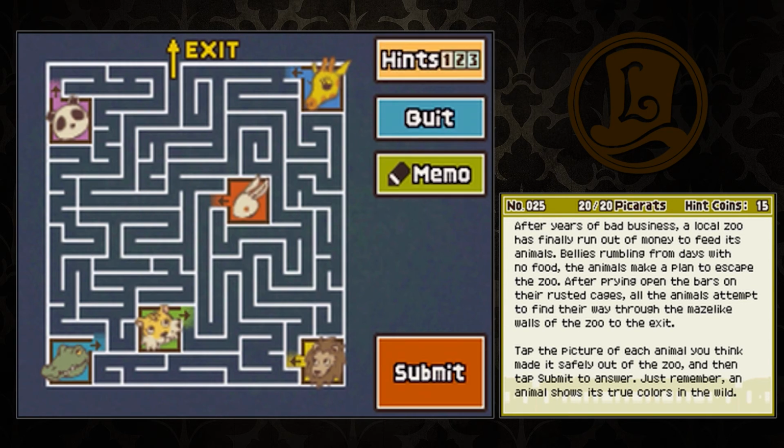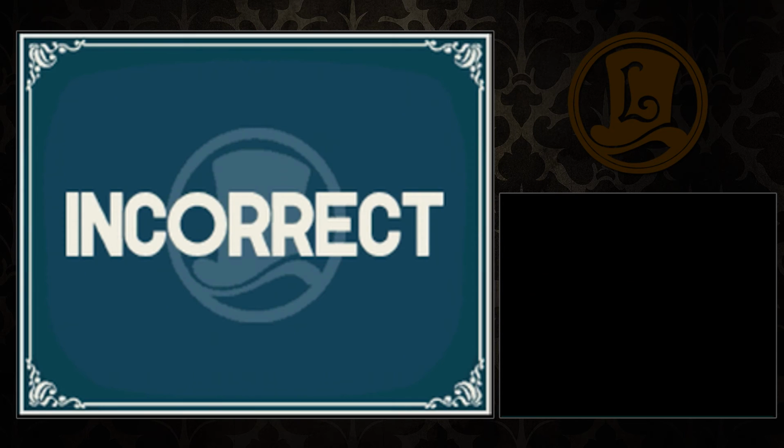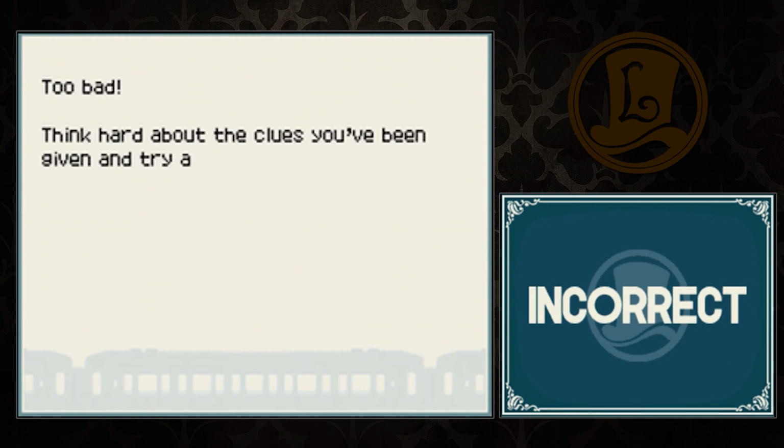The rabbit and the lion. And now to test my theory. No! Oh, my. This one is quite formidable.